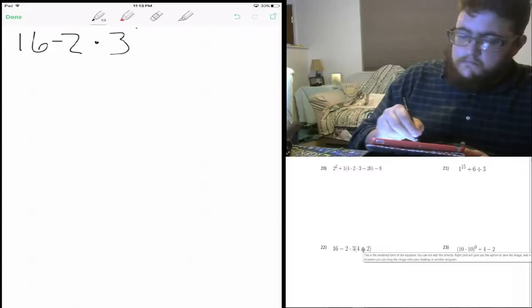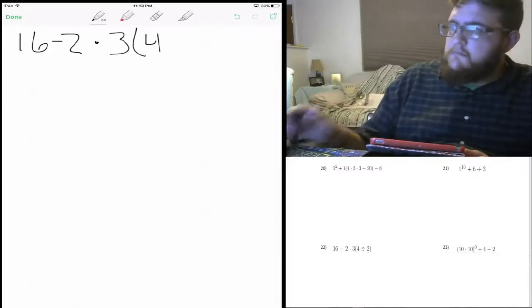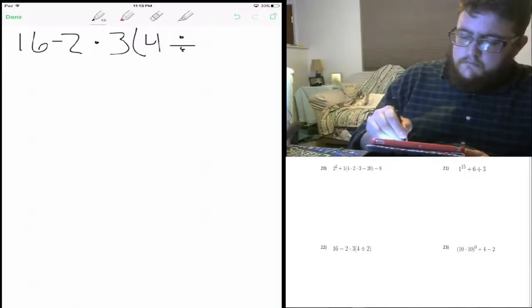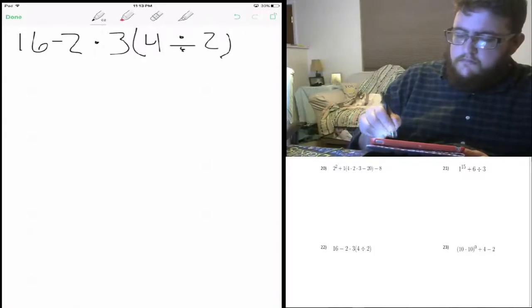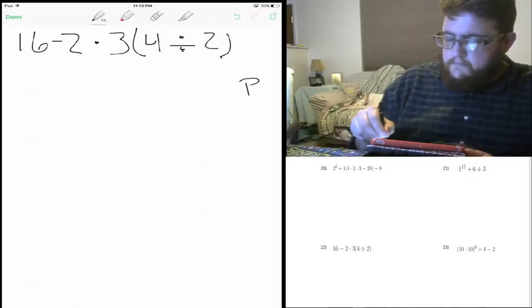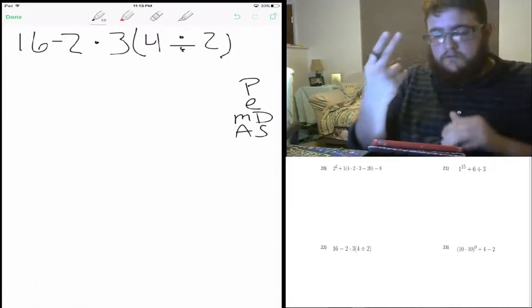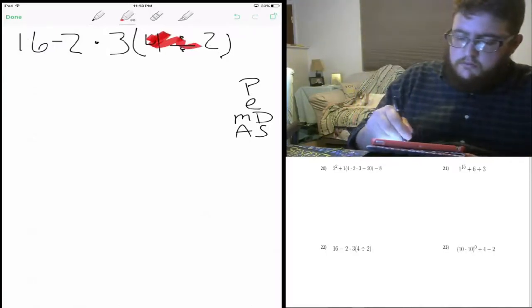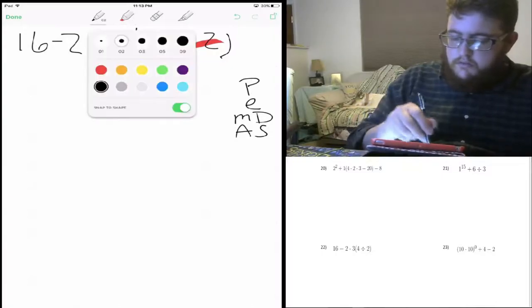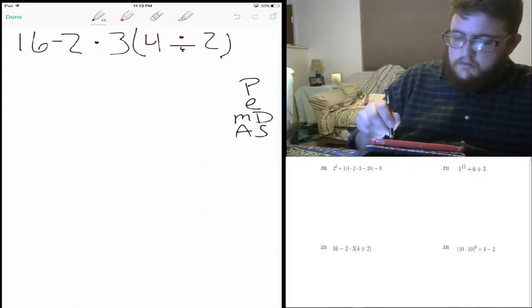16 minus 2 times 3 times the quantity, or the quotient of 4 and 2, excuse me. Once again, notice I'm writing down my acronym PEMDAS because I rely on it. So, the first thing we need to tackle is our parentheses. In our parentheses we've got 4 divided by 2.